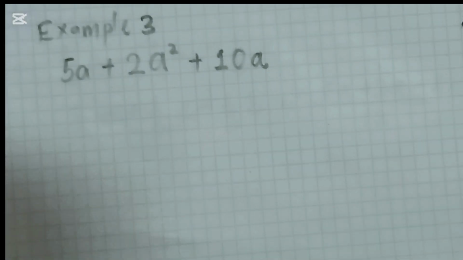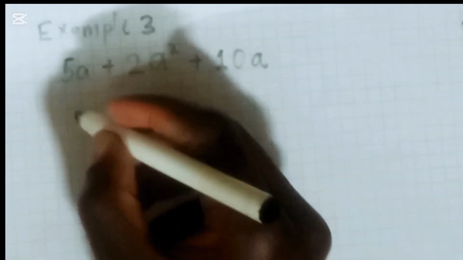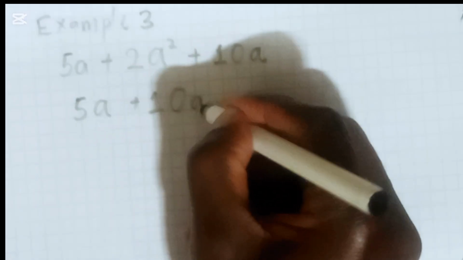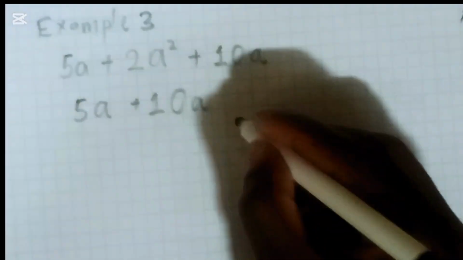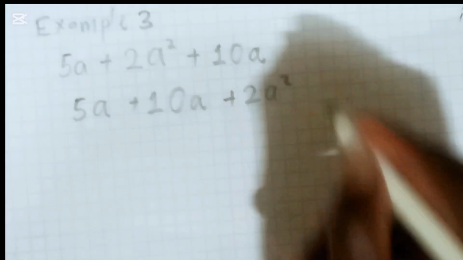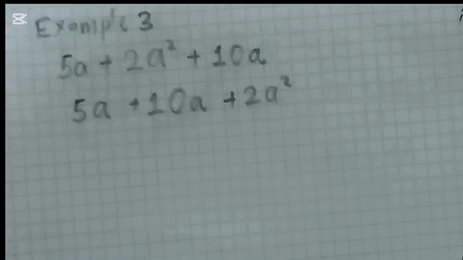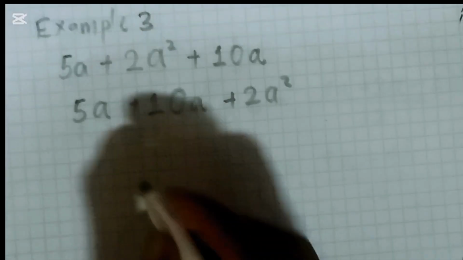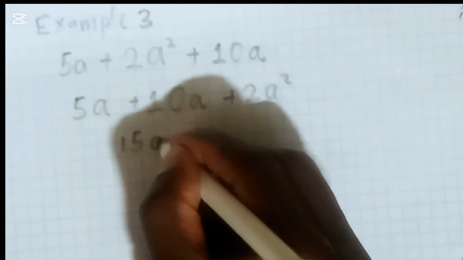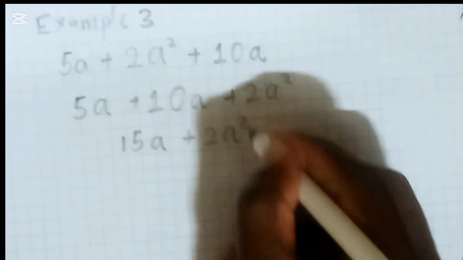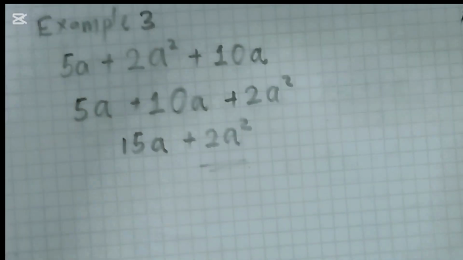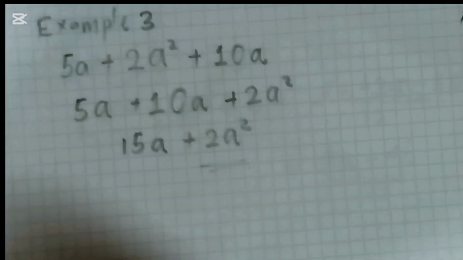So we're going to group the like terms together and add where we need to add, and that will be the solution to this problem. That leaves us with 5a plus 10a, which are like terms, plus 2a squared, because it's an unlike term compared to the others. So 5a plus 10a gives us 15a plus 2a squared, and we'll leave our answer at that.